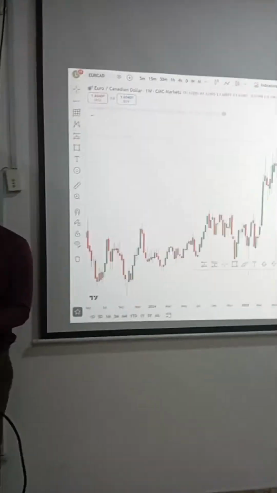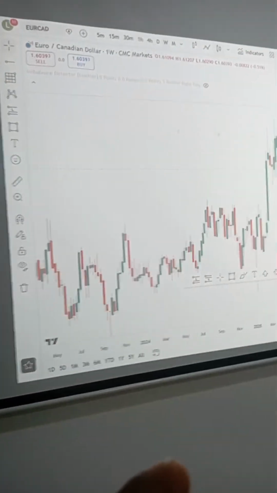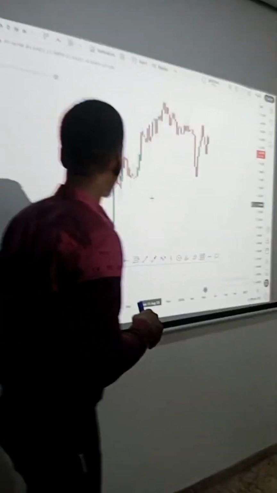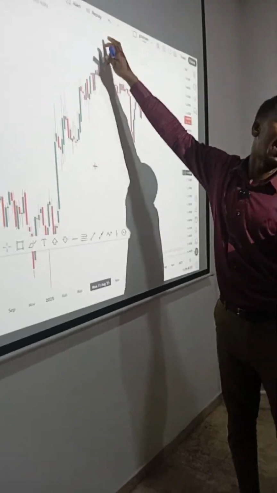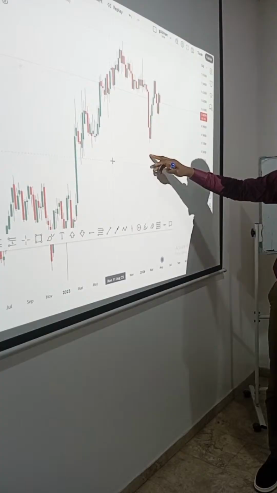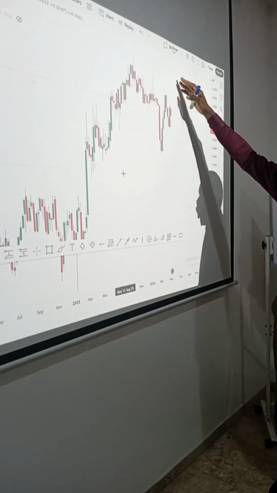If we look at Eurocard, for example, we can see that on a weekly time frame, we have had the following developments. We have had the market push up, created this high over here, and then the market kept on dropping. And now the market is reacting. It's like it's going back up.